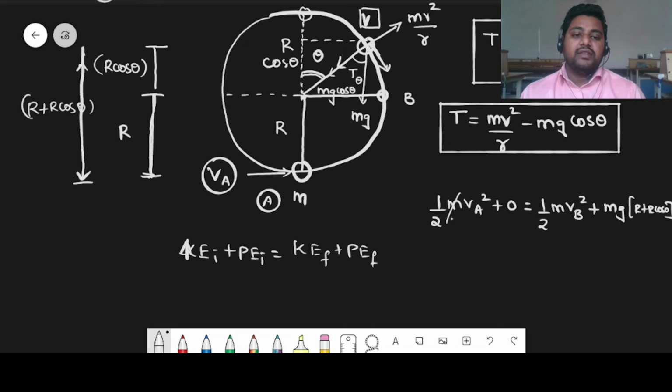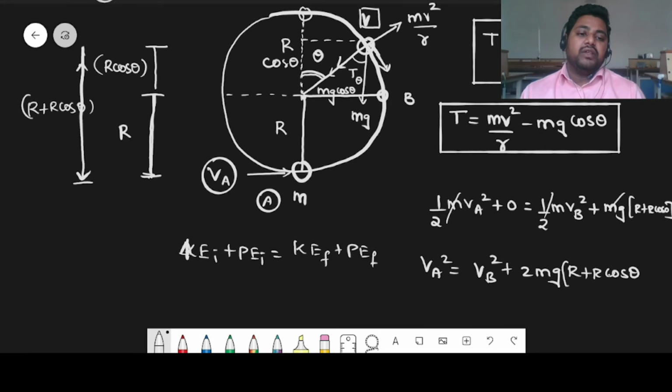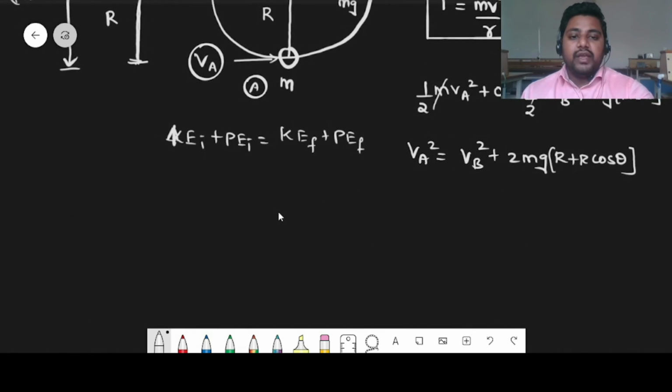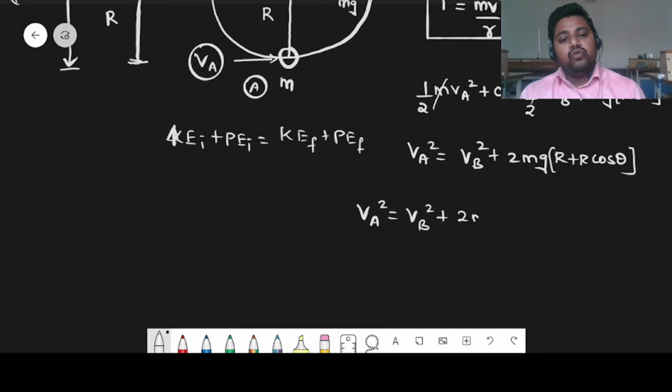Now if I am cancelling all the m terms, we will be getting va square is equal to vb square plus 2mg into r plus r cos theta. This is the general formula we will be getting for va. Now va square is equal to vb square plus 2mg into r plus r cos theta.